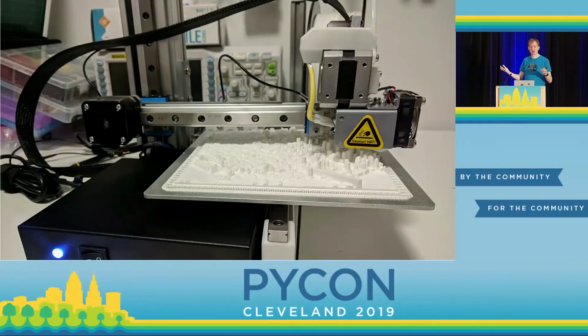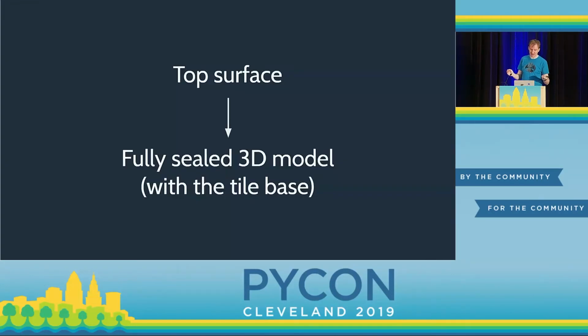Then you've got the challenge of manufacturing it. Now, a height map, again, is just that top surface of the landscape. A 3D printer can't print a basically two-dimensional surface mapped on a 3D plane. It needs something solid. And so you have to take that top surface and turn it into a fully sealed three-dimensional model.